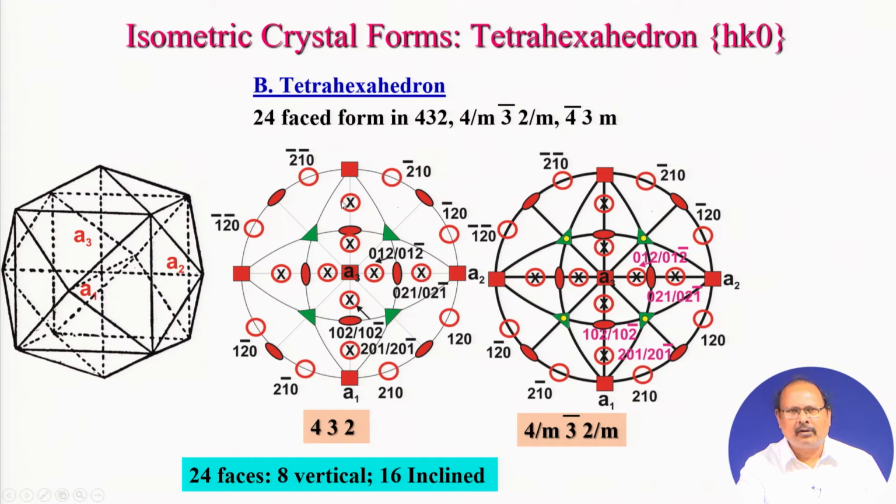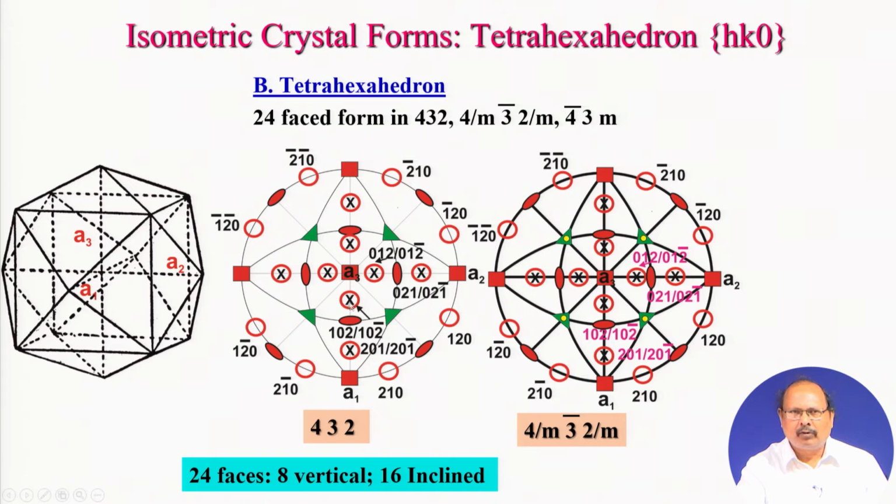So in a nutshell, in this particular case you have a total of 1, 2, 3, 4, 5, 6, 7, 8 vertical faces, and you also have 16 inclined faces. How do you know that there are 16 inclined faces? Along the A1 axis we have 2 plus 2, 4. So 4 into 4, 16 inclined faces.